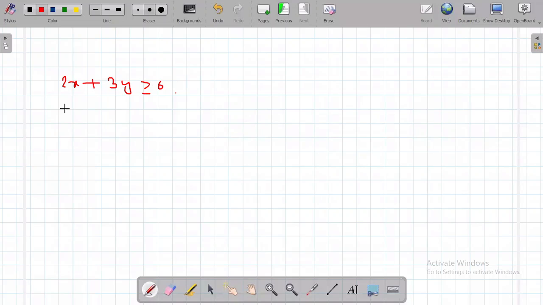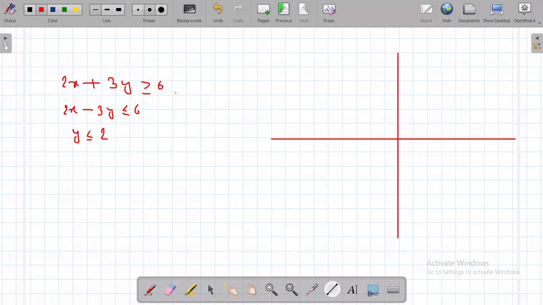Second, 2x minus 3y is less than or equal to 6, and the last one, y is less than or equal to 2. Okay, now all of you, please, let's show this in the graph. Please write the sufficient language. All of you, I am waiting. Just I'll wait for 3 minutes, all of you.